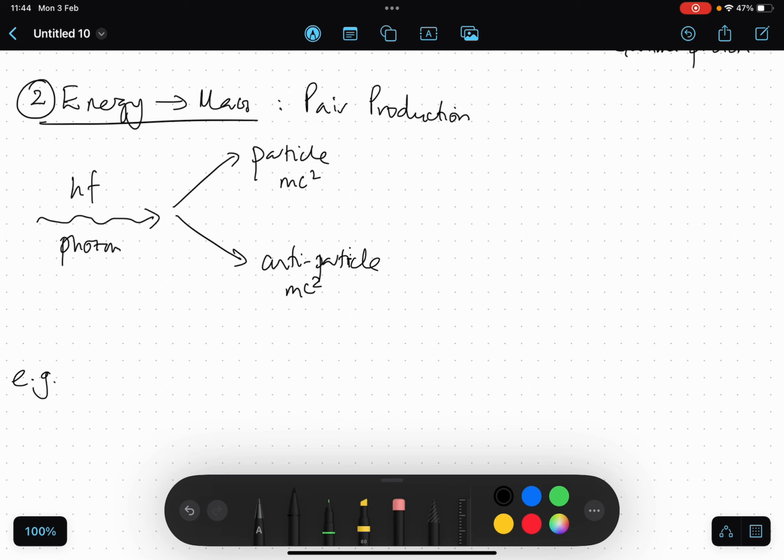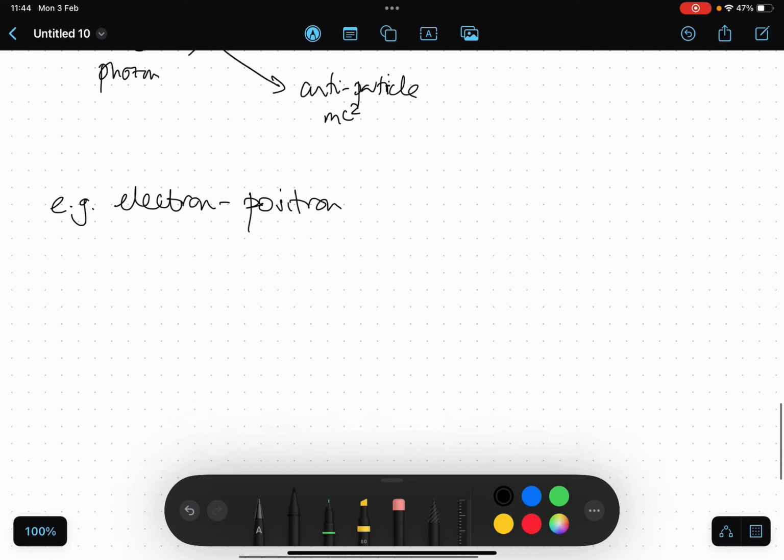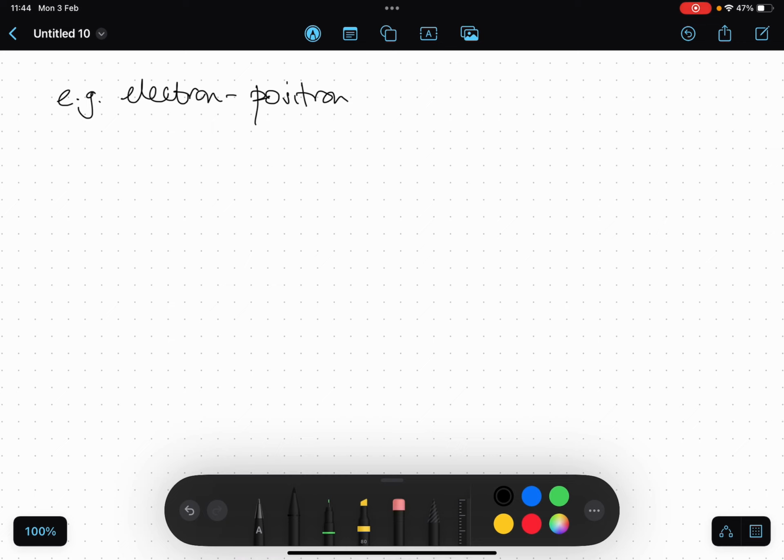So let's have a little look at one of the most common examples of pair production, and it's the electron-positron. The reason for that is the electron and positron have the smallest mass, so it requires the lowest energy of photon to produce this pair. So there's our incoming photon. It's near a big nucleus, so we get our electron and we get our positron being produced.